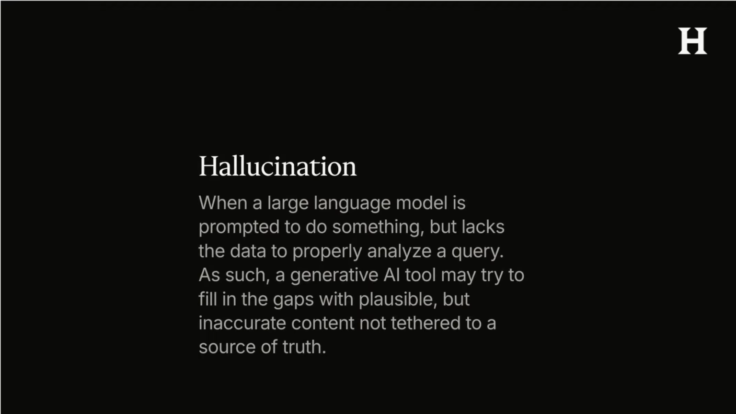It's also important to note that, as an LLM, Harvey is subject to hallucinations. A hallucination occurs when a large language model is prompted to do something, but lacks the data to properly analyze a query. As such, a generative AI tool may try to fill in the gaps with plausible but inaccurate content not tethered to a source of truth.